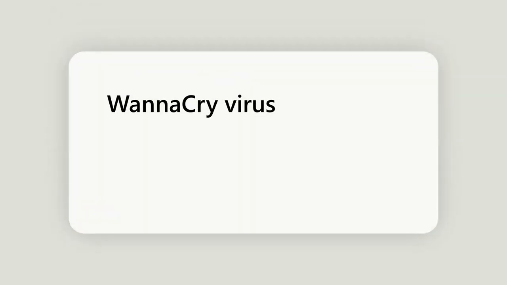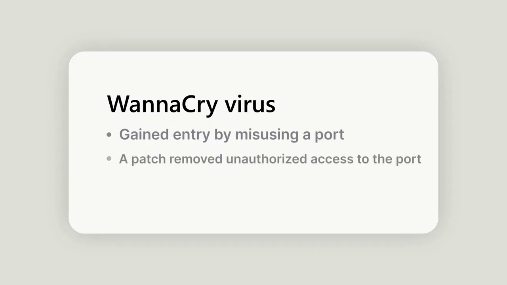The WannaCry virus was discovered to have gained entry by accessing TCP port 445. The Server Message Block, or SMB protocol, uses this port, which allows for file sharing and remote administration between Windows computers. The patch removed unauthorized access to this port, making the attack ineffective to updated machines.